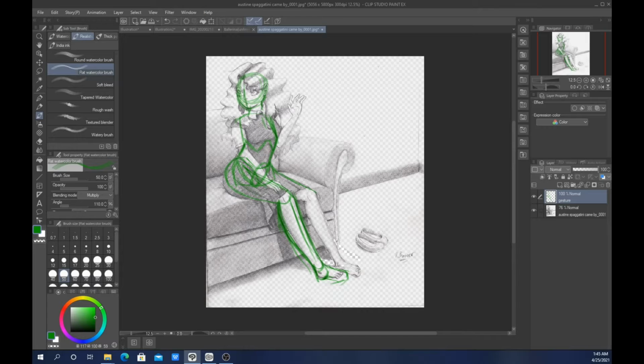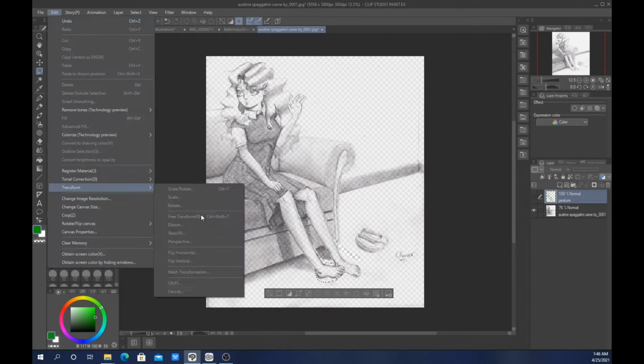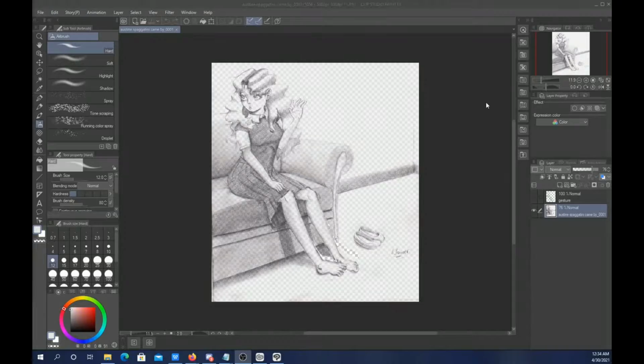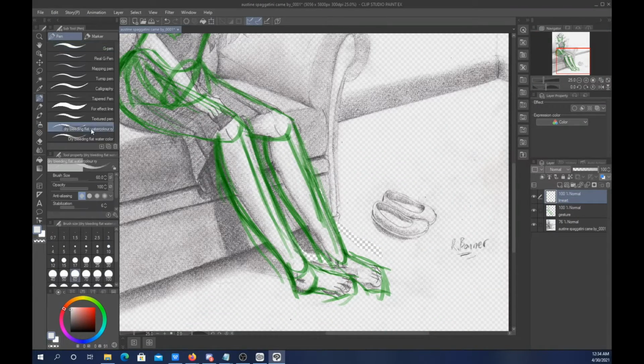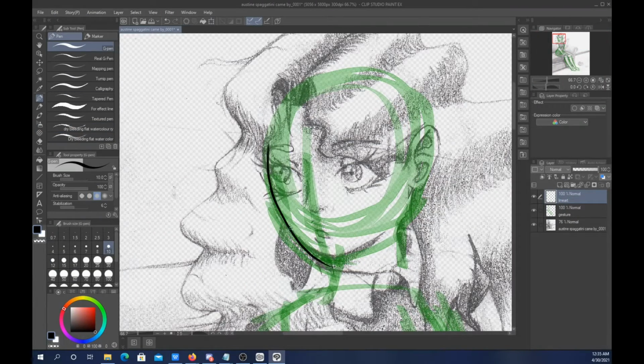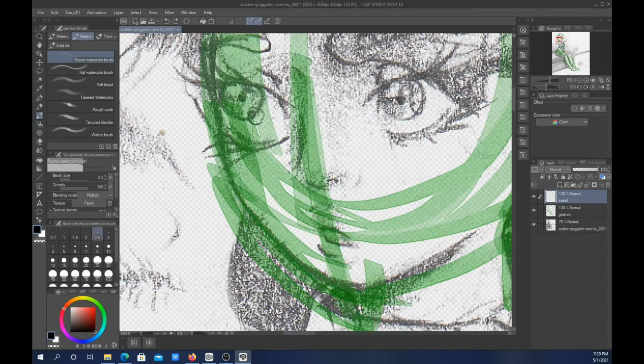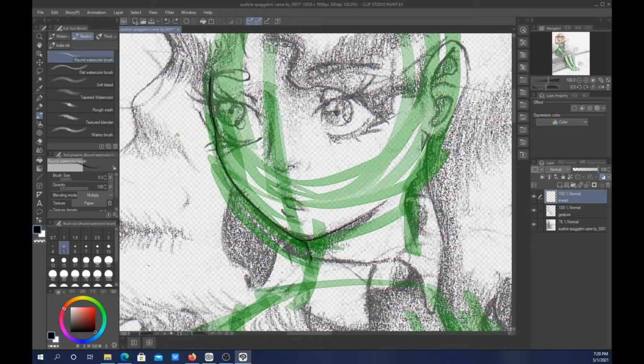I'll be talking about one of my OCs. We have an adorable being from the corner of my imagination. Her name is Austine, you see? So basically, she's going to make her appearance.